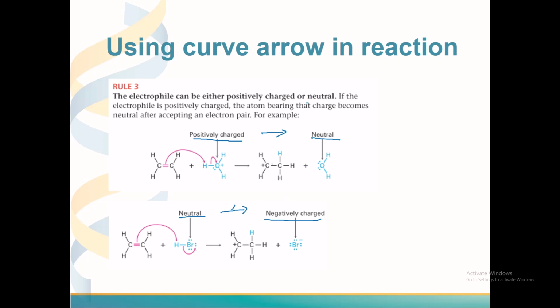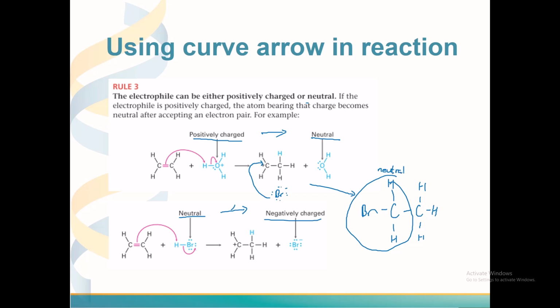This is the same case here. So for example, let's say you have a negative bromine, which then goes this way. Remember, this one is positively charged and this one is the electrophile. This one will become neutral with this reaction. So what you will have is this. Now this one is neutral. So it's the same principle.